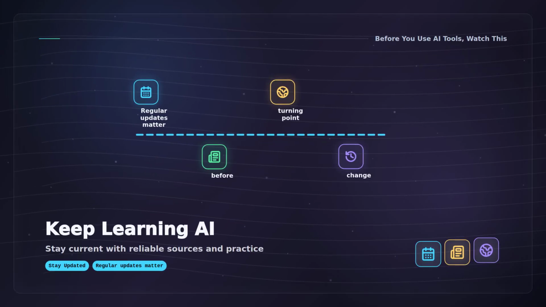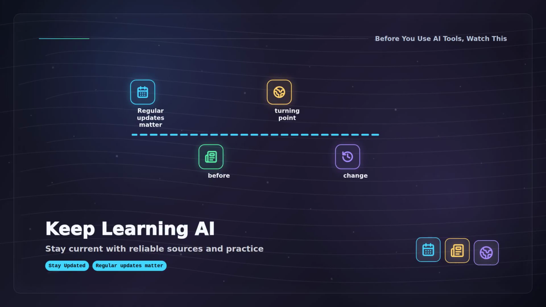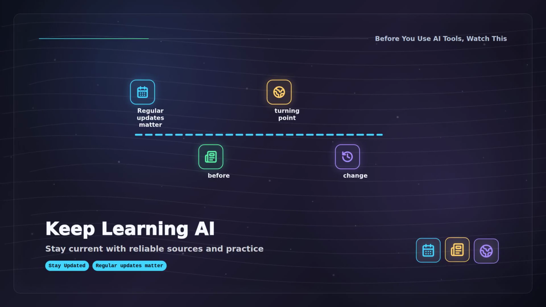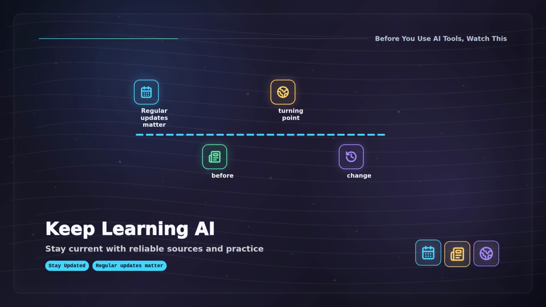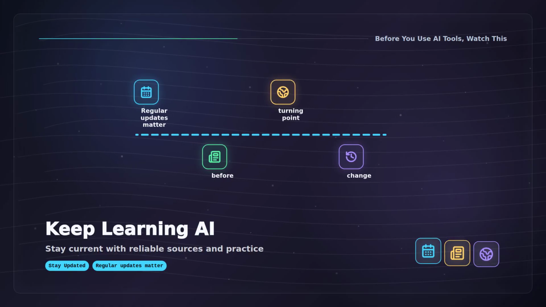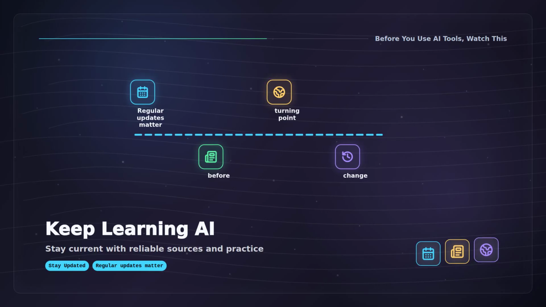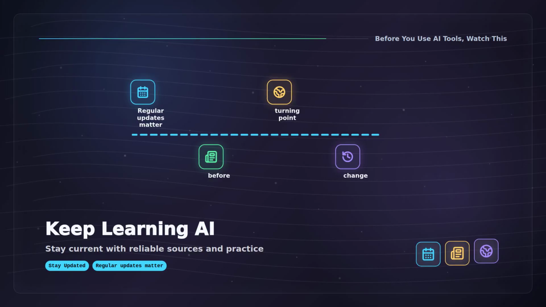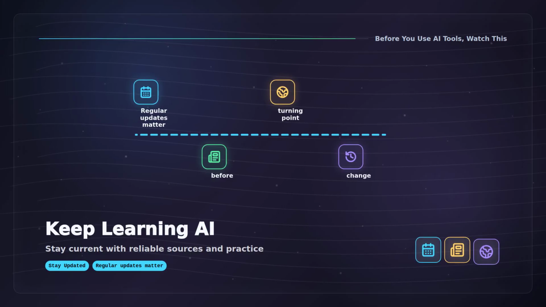AI evolves fast, so keep learning. Subscribe to reputable newsletters, follow community forums, and experiment with sandbox versions before full deployment. Allocate a few minutes each week to read updates, test new features, and reflect on what worked or failed. Continuous learning turns AI from a mystery into a reliable partner for you in your workflow.